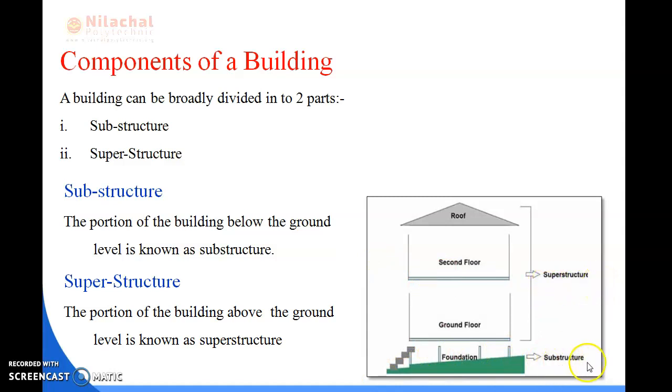Okay, what do you mean by substructure? The portion of the building which is below the ground level is known as substructure. You can see here it is below the ground level. And the portion of the building which is above the ground level is known as superstructure. You can see here it is above the ground level, that is ground floor, second floor, roof. This above the ground level is known as superstructure. Okay.